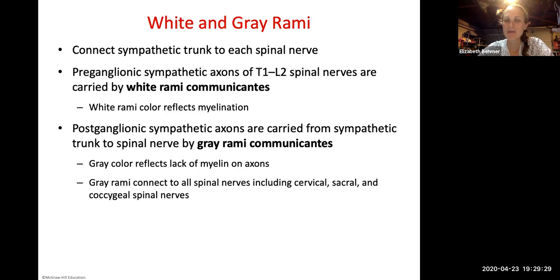The white and gray rami just connect the spinal nerves themselves to other neuron branches, and they can be myelinated or unmyelinated.